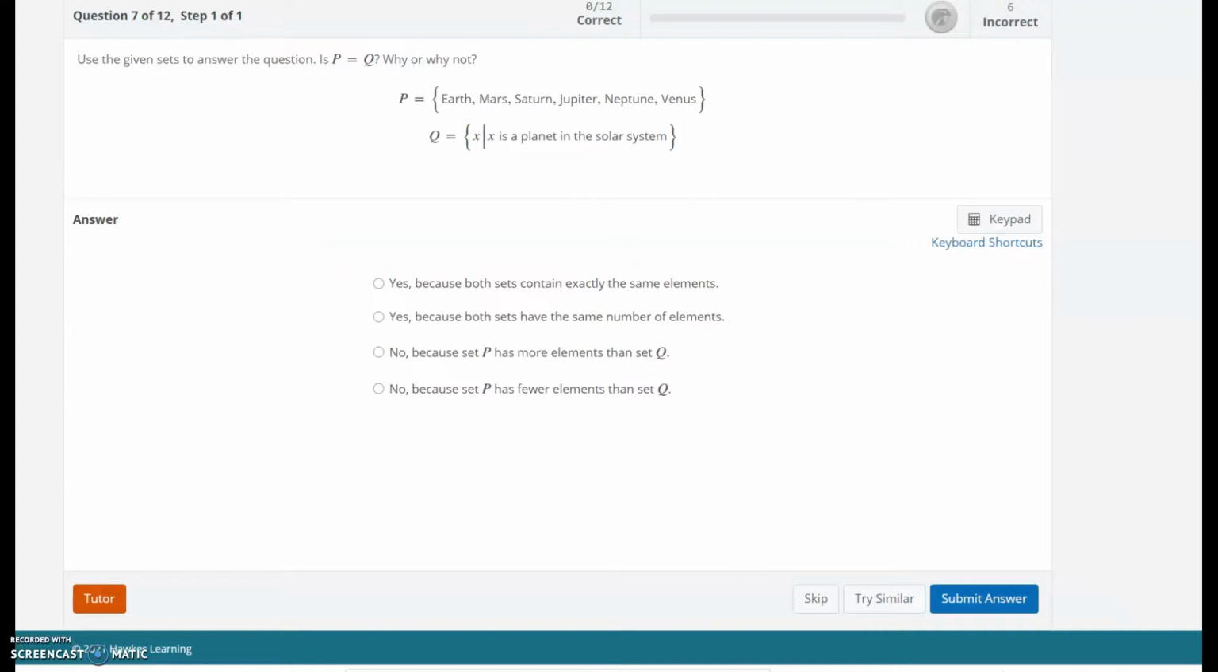We're going to do 2 more problems, and this is one of the ones that is frequently missed from last semester, so that's the reason I'm choosing to talk about it. It asks us to use the given sentence or sets to answer, is P equal to Q? So set P, set Q, why or why not? Set P is Earth, Mars, Saturn, Jupiter, Neptune, Venus, and set Q is the set notation again, X such that X is a planet in our solar system.